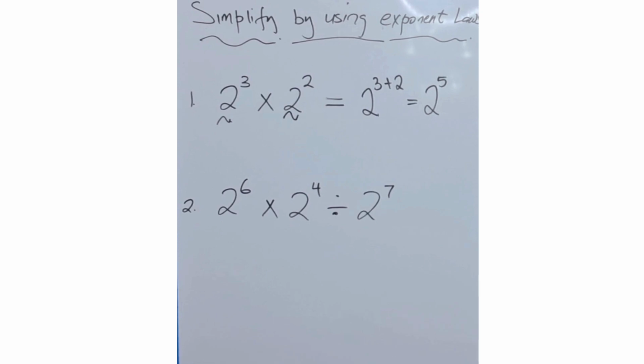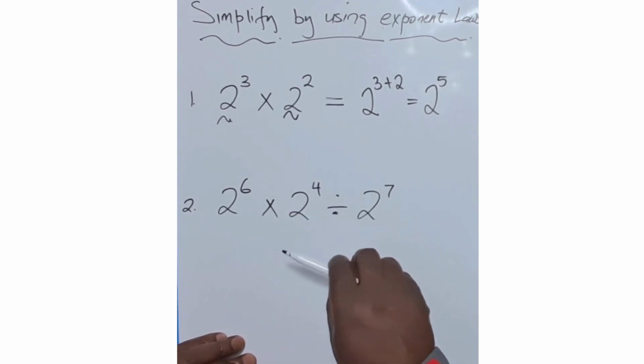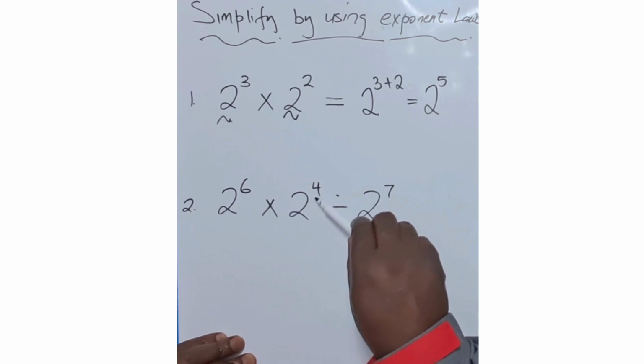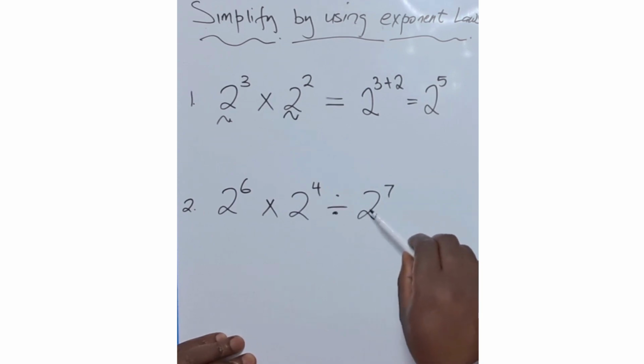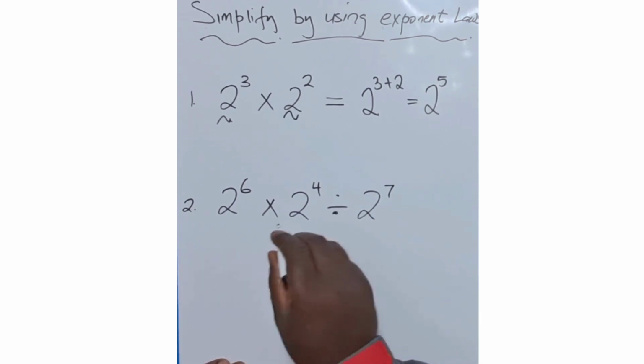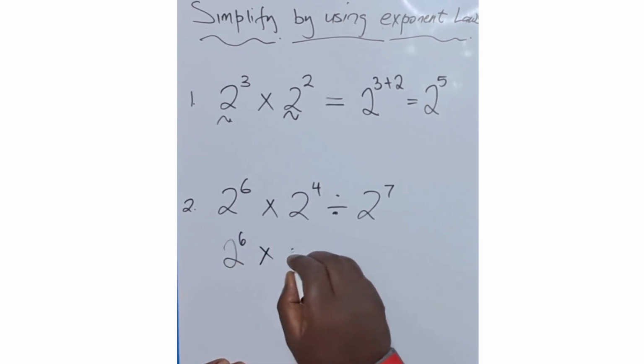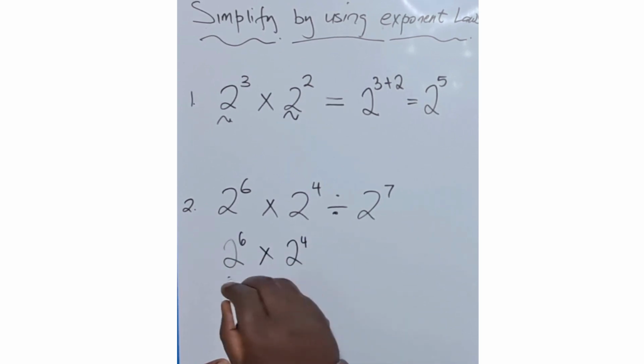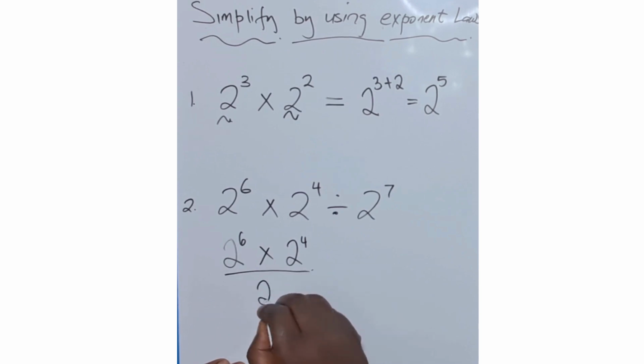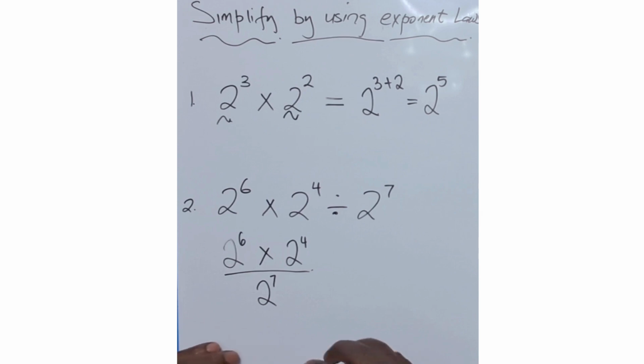Then if you go to the second one, again you have 2 to the power 6 multiplied by 2 to the power 4 divided by 2 to the power 7. So I'm just going to rewrite this as follows. This is 2 to the power 6 multiplied by 2 to the power 4 divided by 2 to the power 7. Okay, so what do we notice here?